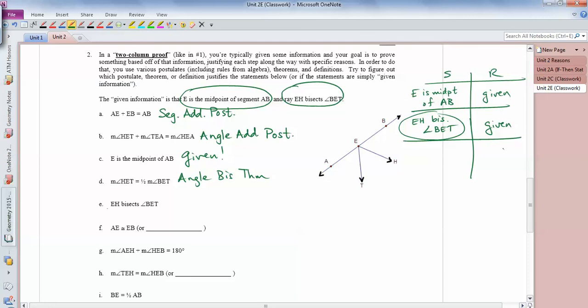In E, we've got EH bisects BET. EH bisects this angle. Well, okay, that's also a given. So don't overlook the given stuff.